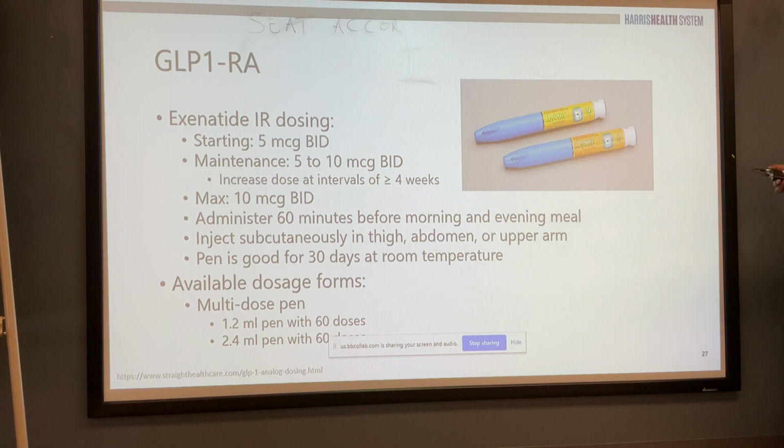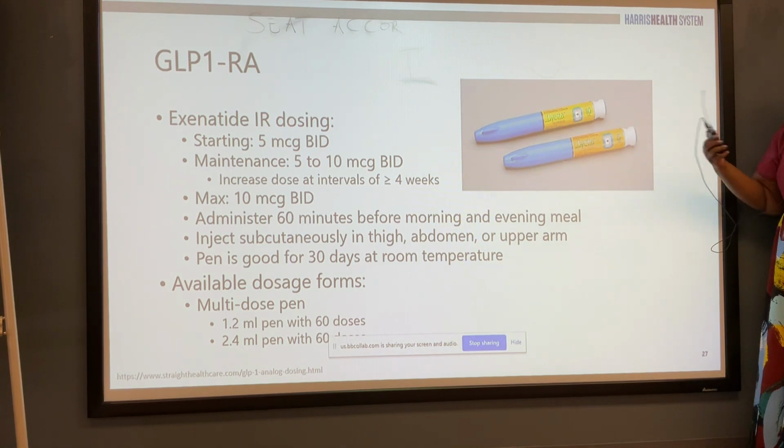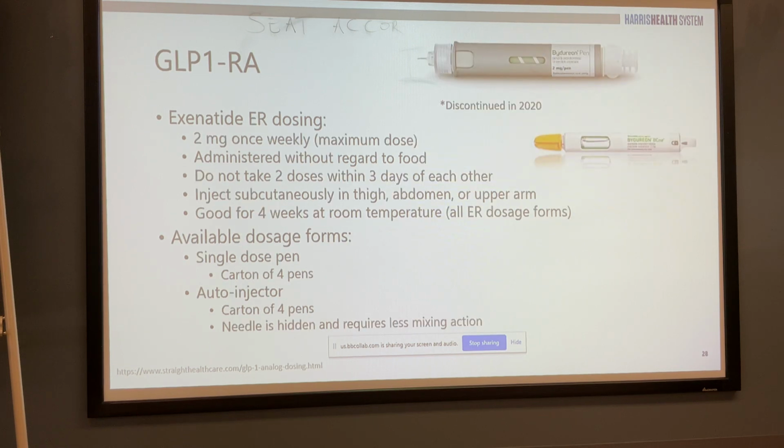This is meal specific. So you give this medication 60 minutes before morning and evening meals. I've listed the injection sites there for you, and the pen is good for 30 days. So the Byetta is, the 5 mics is orange in color, and the 10 mics is also color coded. It's not really used anymore. Some people still might be on it, but we have options where patients don't have to inject as much, but it's still currently available.